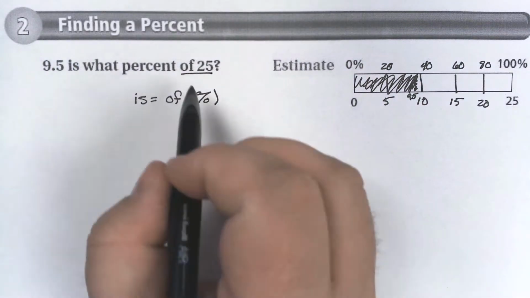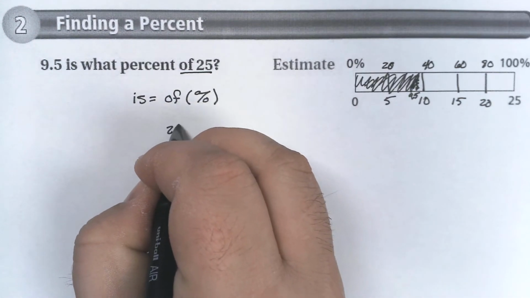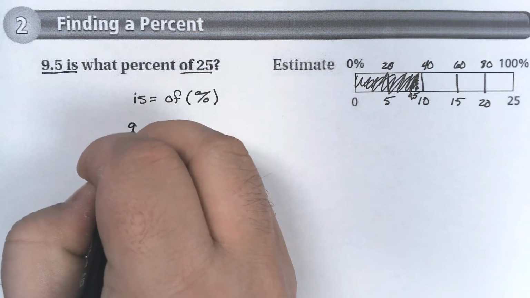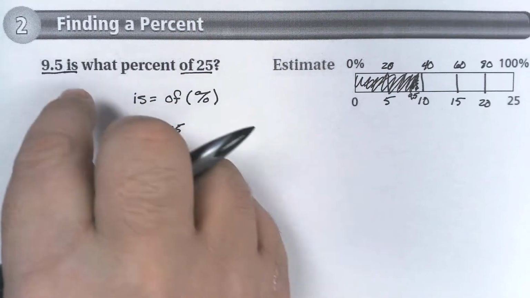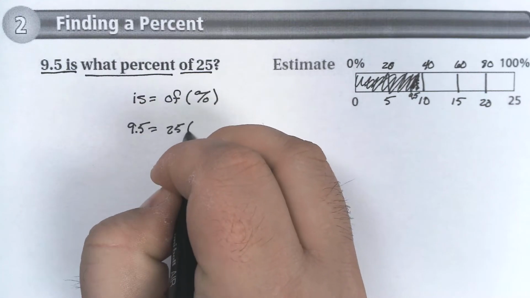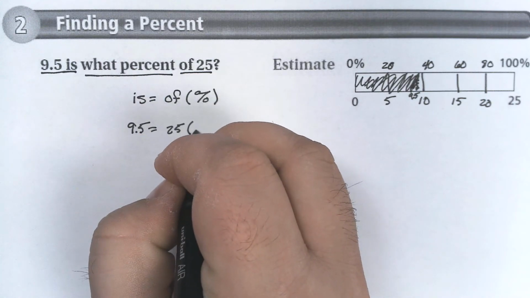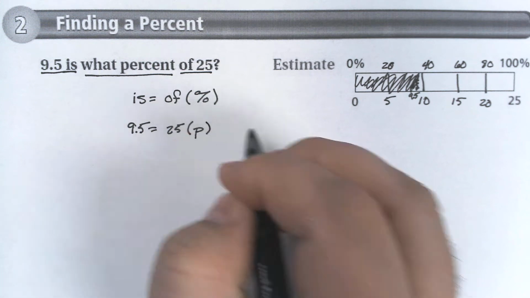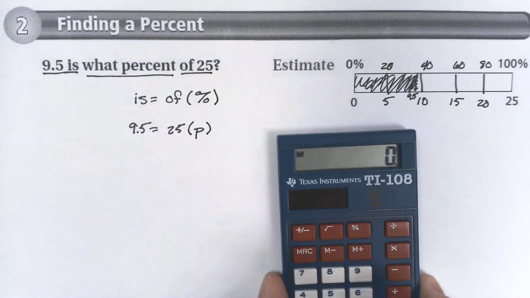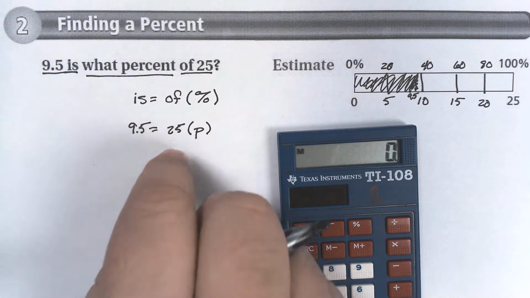There's my of, so that's going to be 25 here. Here's my is, that's 9.5. And then here's my percent. All those are grouped together. So I'm going to go ahead and put P for percent. Now, I take out my calculator and I solve this problem.